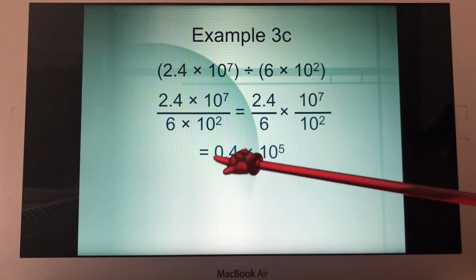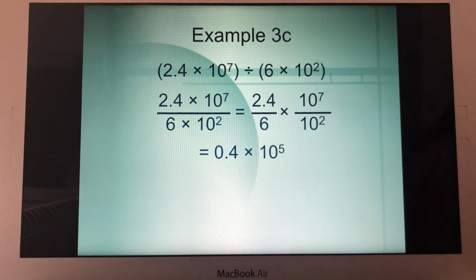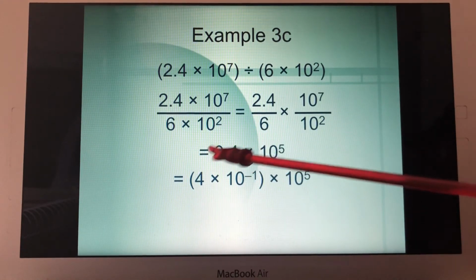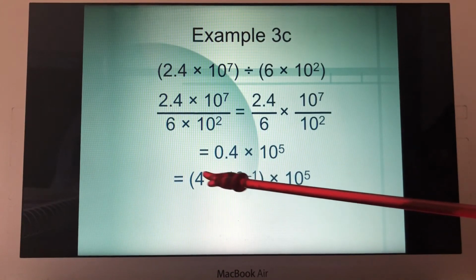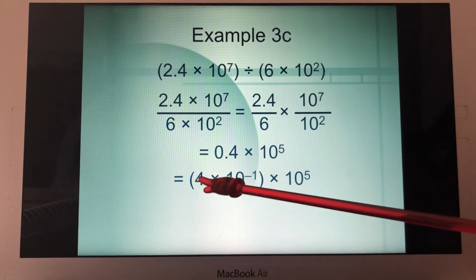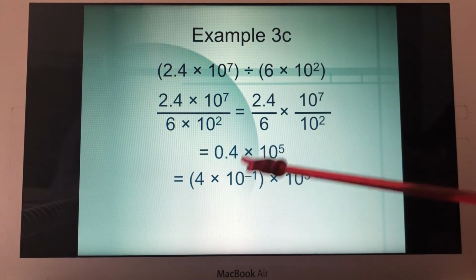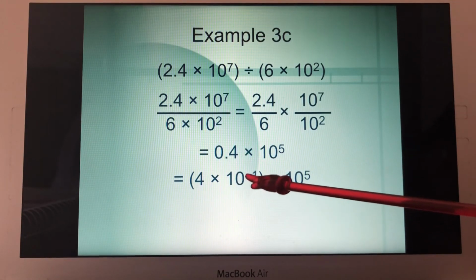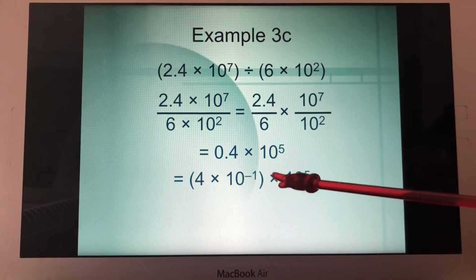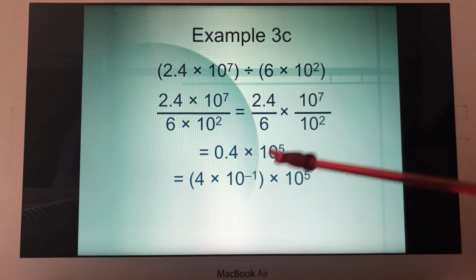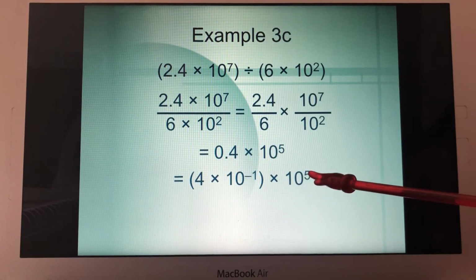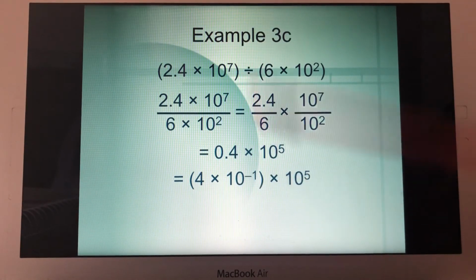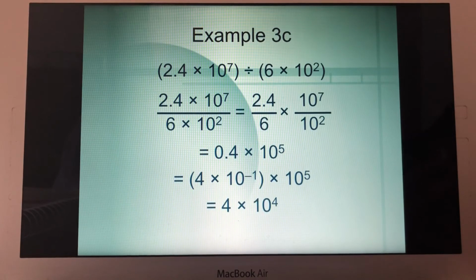But can we leave 0.4 the way it is? That's not between 1 and 10, is it? So we have to convert this back into proper scientific notation. Move your decimal place over 1, okay? And so that's going to be times 10 to the negative 1 power. And then times, you leave this 10 to the 5th power. Now we can simplify the 10, and we get 10 to the 4th power.